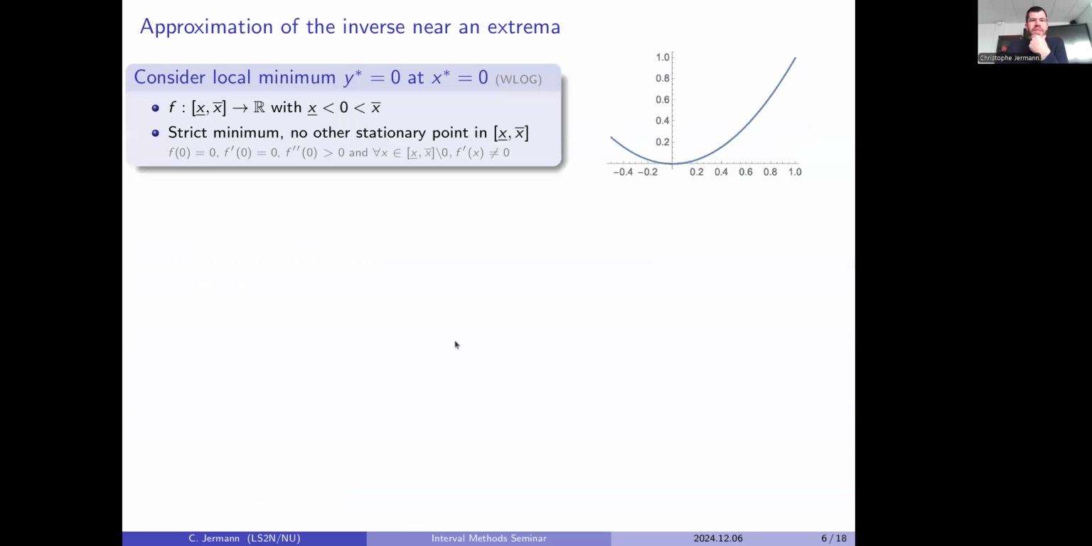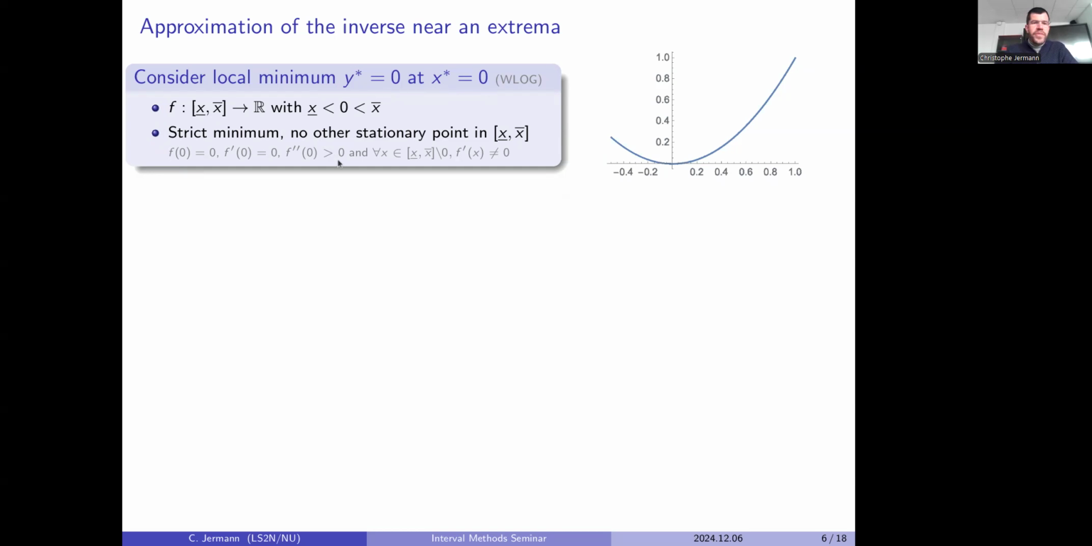So what we consider is a function which has an extremum within the considered domain. Without loss of generality, we'll consider that, first, it is a minimum, and second, the minimum value is 0, attained at x equals 0. So the optimal value and optimizer are both 0. The function could look like that.